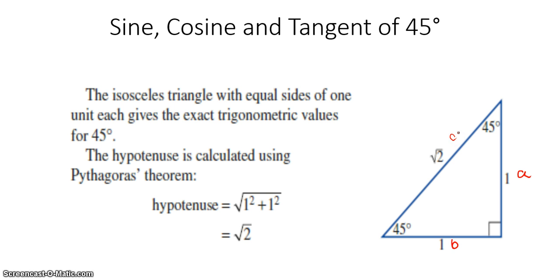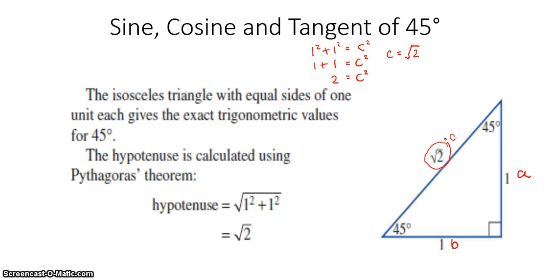we can say that 1 squared plus 1 squared is equal to C squared. 1 squared is equal to 1, so 1 plus 1 is equal to C squared, and 2 is equal to C squared. This means that C must be equal to the square root of 2, and that's where this value comes from. We can use these three values to find sine, cos and tan of 45 degrees.